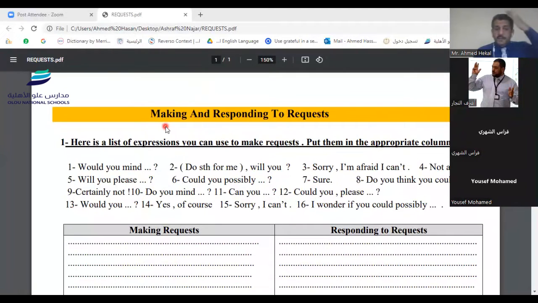In this session, we are discussing making and responding to requests. What do you mean by request, guys? Asking. If you have a question or if you ask someone to do something, what do you say? In other words, how to ask permission. So requests means asking, whether you ask someone to do something for you or to take permission. And here, making requests and responding to requests. If someone asks you to do something and you would like to say yes or no, agree or disagree to his request, that's the way.